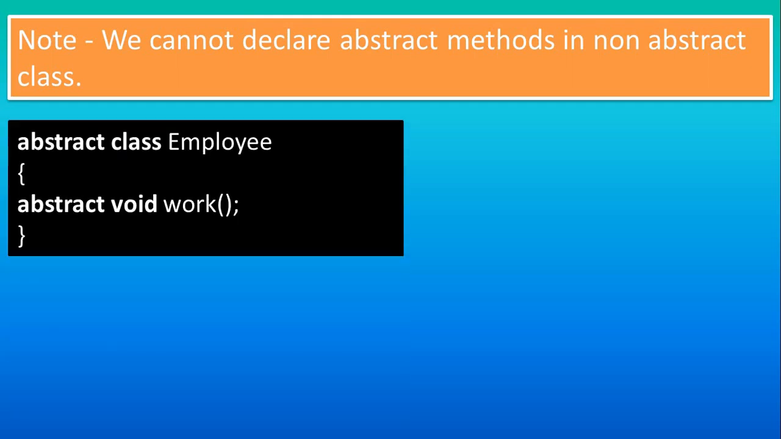Here the important thing is we cannot declare an abstract method in a non-abstract class. If you use an abstract method, you must have an abstract class in the program. So this is the example. An abstract class starts with the abstract keyword, then the class name, and here you can use abstract methods as well as non-abstract methods. For abstract methods you can do the declaration only. We cannot put code inside.